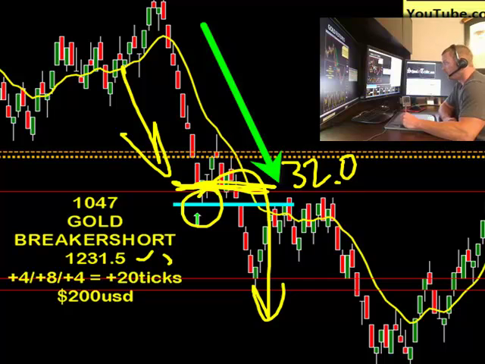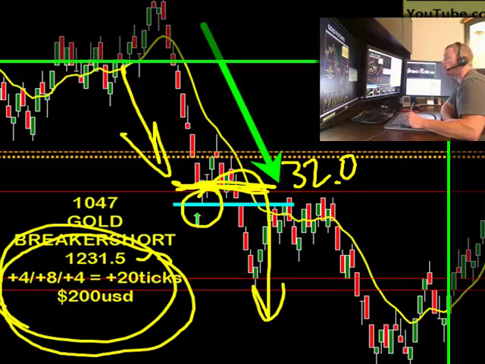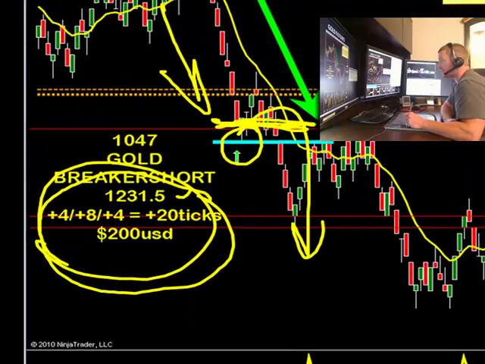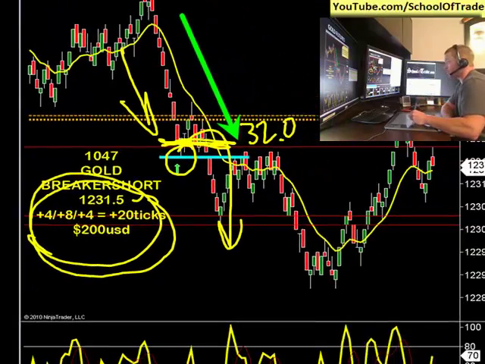31.5 was our fill. First target +4, 2 off there. Second target +8, 1 off there, move that stop down to entry -1, and keep trailing that stop using our trade management chart, guys. We got 2 off at 4, 1 off at 8, 1 off at 4, 20 ticks or 200 USD for, of course, our final trade of the morning here on gold.